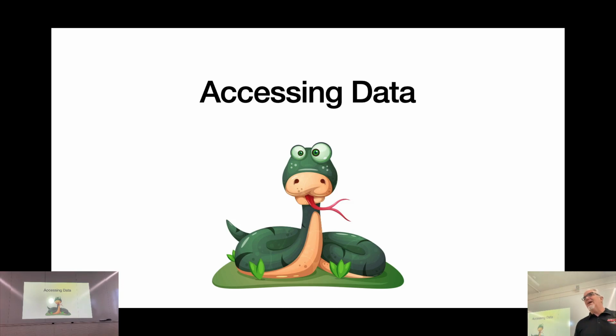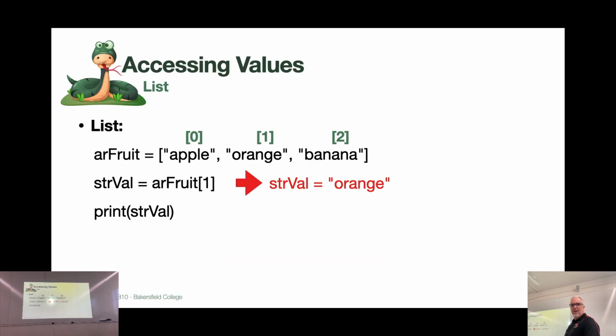So if I want to access data from a list, like I said, let's say I have this AR fruit: apple, orange, banana, with indexes 0, 1, 2. If I want to retrieve the value orange and put it in a variable, I would say strval, because I'm retrieving a string, equals AR fruit, so I'm referencing the array, and index 1.